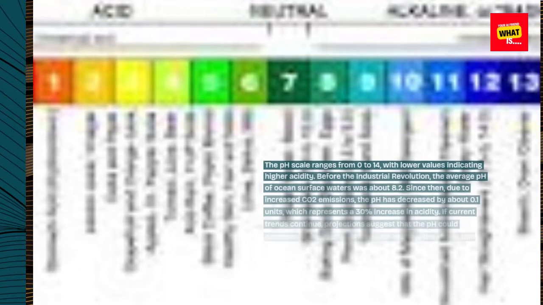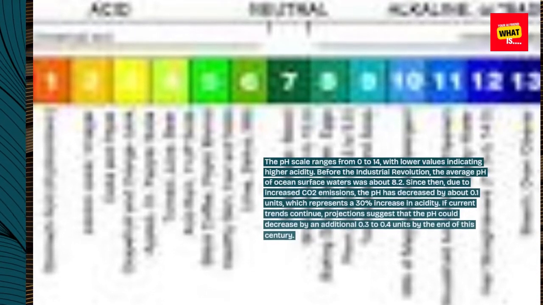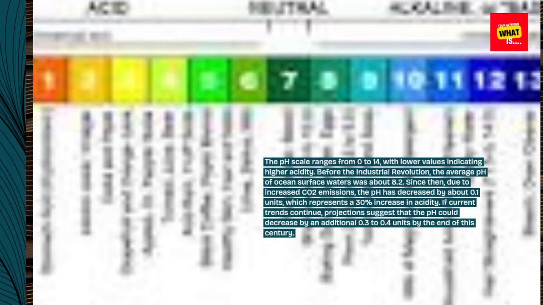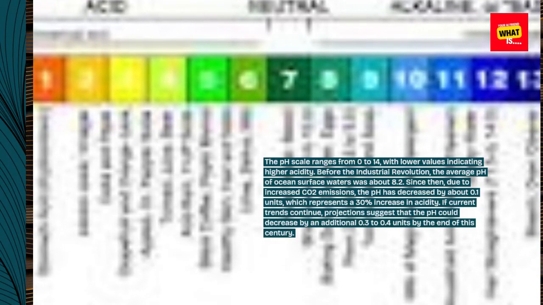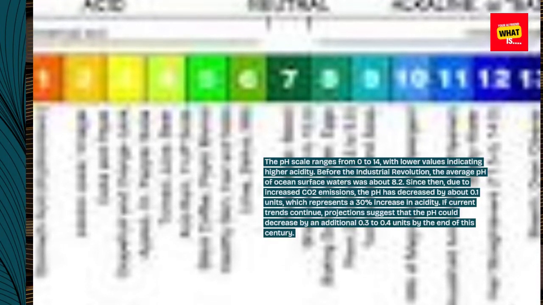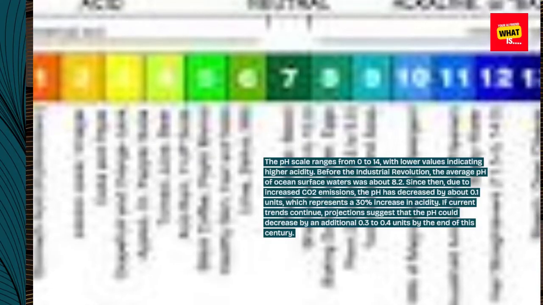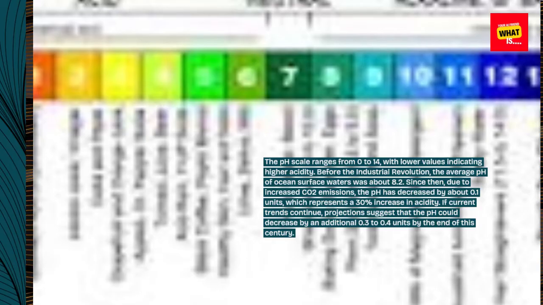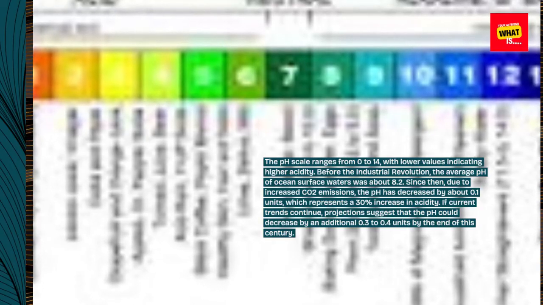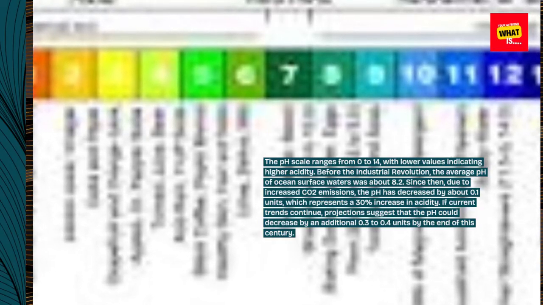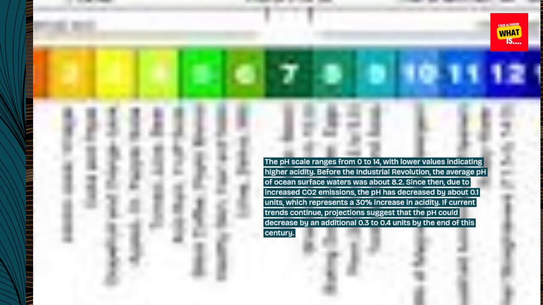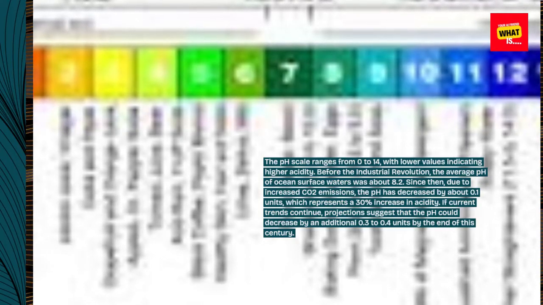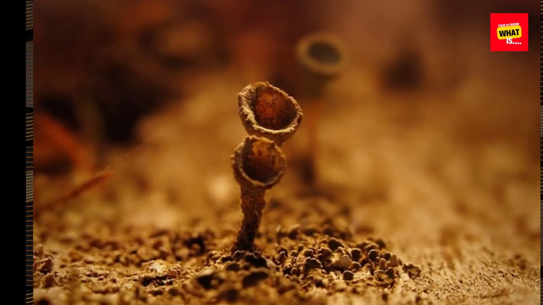Before the Industrial Revolution, the average pH of ocean surface waters was about 8.2. Since then, due to increased CO2 emissions, the pH has decreased by about 0.1 units, which represents a 30% increase in acidity. If current trends continue, projections suggest that the pH could decrease by an additional 0.3 to 0.4 units by the end of this century.